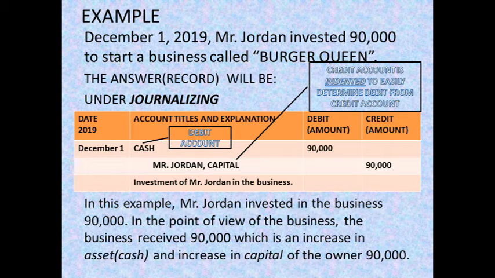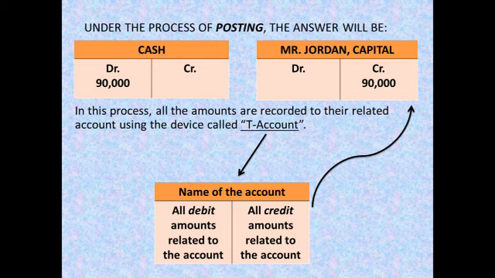Debit accounts are written first before the credit accounts. Credit account is indented to easily determine debit from credit account. Under the process of posting, the answer will be: cash, debit $90,000. Mr. Jordan capital, credit $90,000. In this process, all the amounts are recorded to their related account using the device called T account.